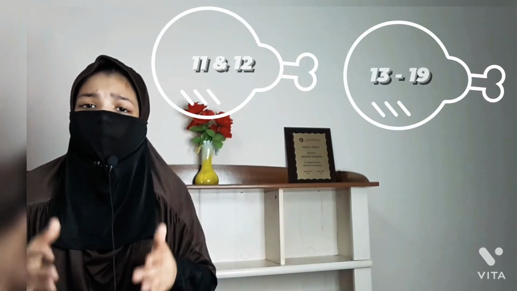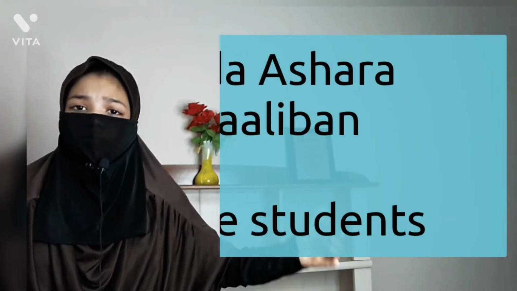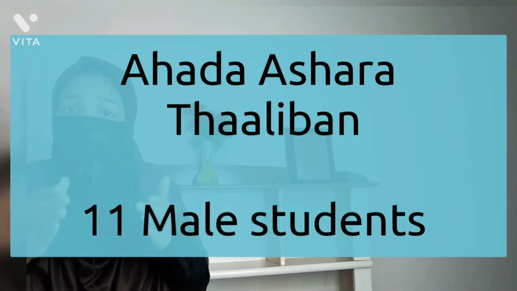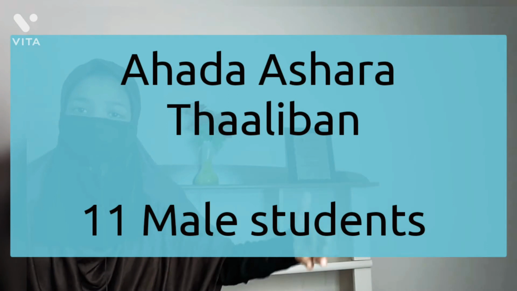Now let's assume that numbers 11 and 12 are in one group, and numbers 13 to 19 are in another group. First, the group of 11 and 12. The rule here is that numbers 11 and 12 have two parts. For example, if you want to say 11 students in the masculine form, you can say ahada ashara taliban. Here taliban is in the masculine form, and both ahada and ashara are also in the masculine form.